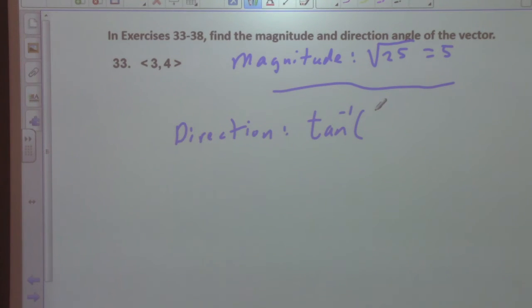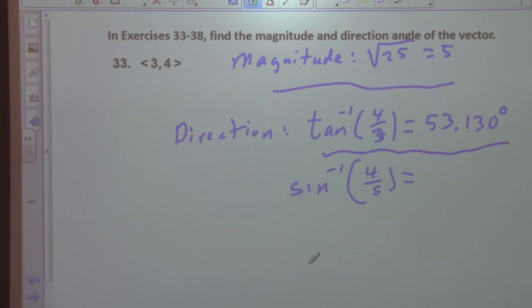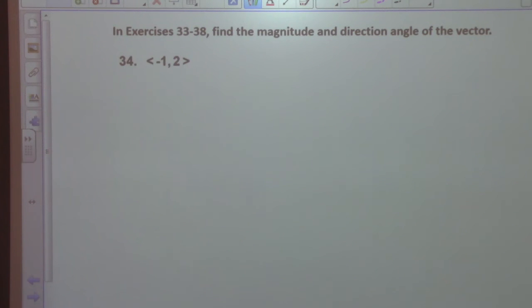Okay, so that's going to be this, right? 4, 3, 3. So 53.130. Has anybody tried the other things? You could also do, if you wanted to, inverse sine of 4/5. Is that going to give you the same thing? Yes, it will. Okay, thank you, Jana. Appreciate that. So you should be able to get to these other ones pretty easy.